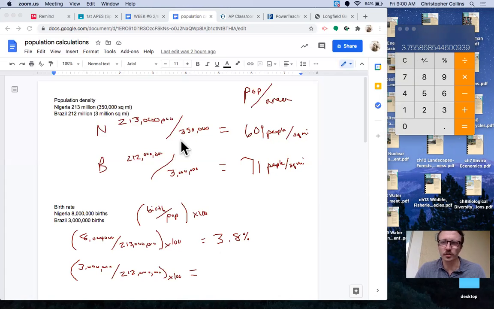Okay, let's run our calculations for Brazil. 13 million and 212 million. What do we get? Our decimal, we need to multiply by 100 to make sure to convert it to a percentage, and we've got 1.4 approximately. 1.4%. So we can see that the birth rate in Nigeria is well over double that of Brazil. Okay. Now I do need to hang on to these numbers, so I'm going to type them in the chat really quick. 3.8 and 1.4.